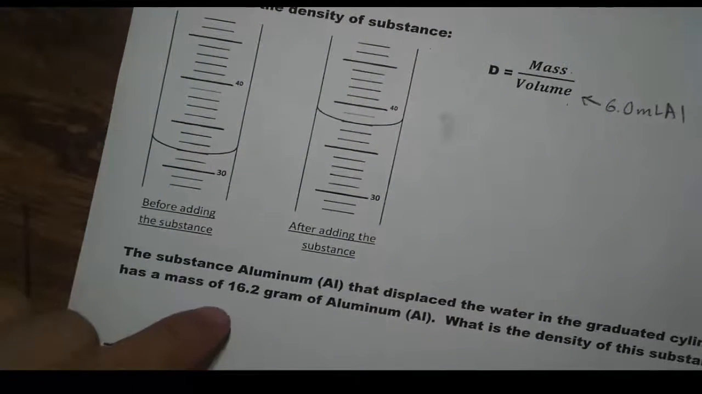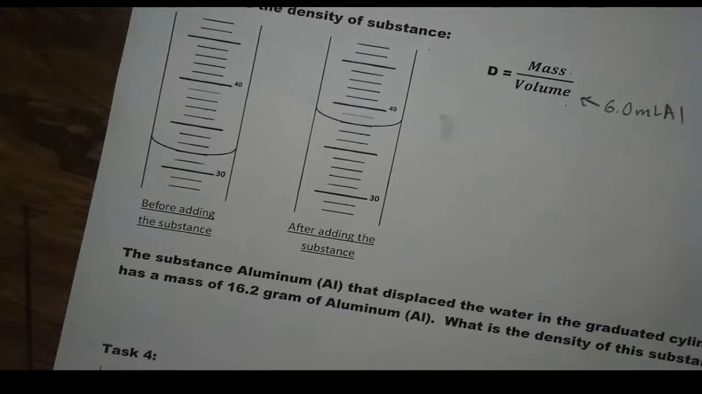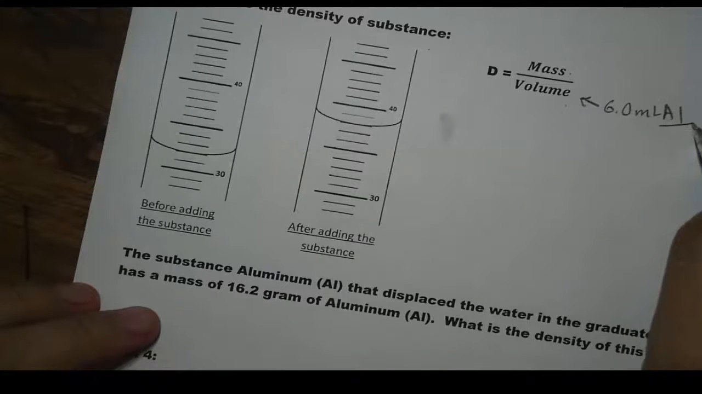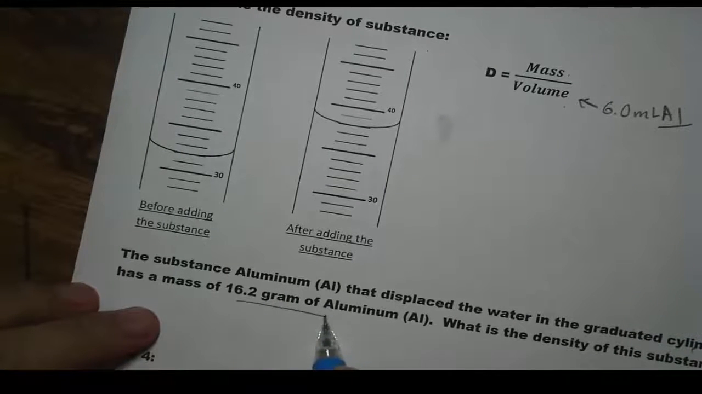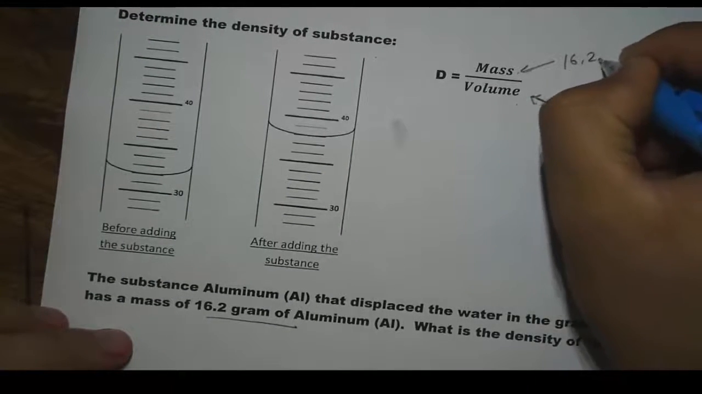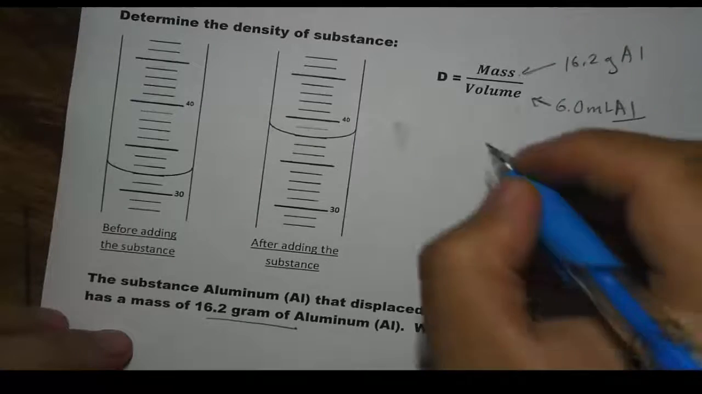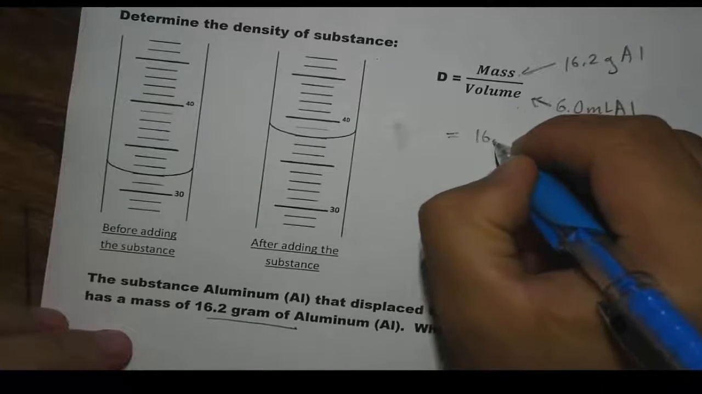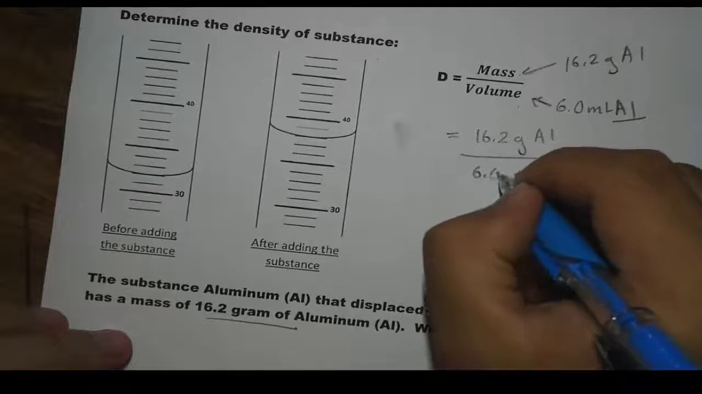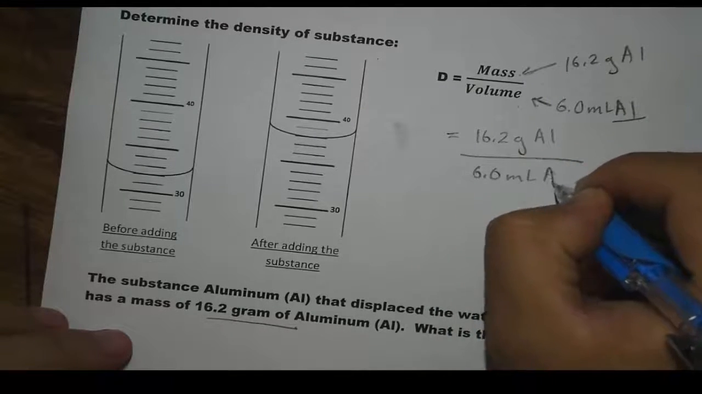Now let's go back to this. What is the mass of aluminum? Of course, we're finding the density of the same substance, aluminum. So we have to look for the mass of aluminum, which is given to us. In this case, the mass is 16.2 grams of aluminum. And all we have to do is plug this in, divided by 6.0 ml aluminum.